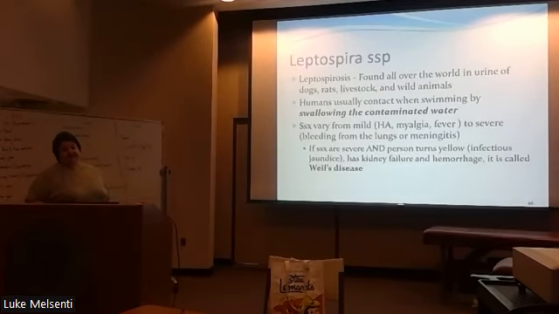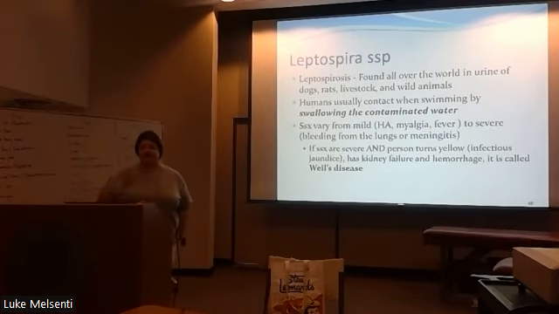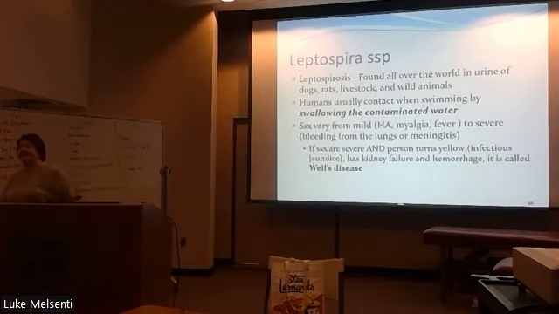Leptospira. So leptospirosis is found all over the world. Okay, guess where? In pee-pee. The urine of dogs, rats, livestock, farm animals, etc. Humans usually get it when they're swimming in a lake and they swallow water. Right, it happens to the best of us. Symptoms can vary from very mild to severe. And then ultimately, if it's severe, you end up with jaundice. It's liver. It's called Weil's disease. So liver, kidney, and hemorrhaging, internally.